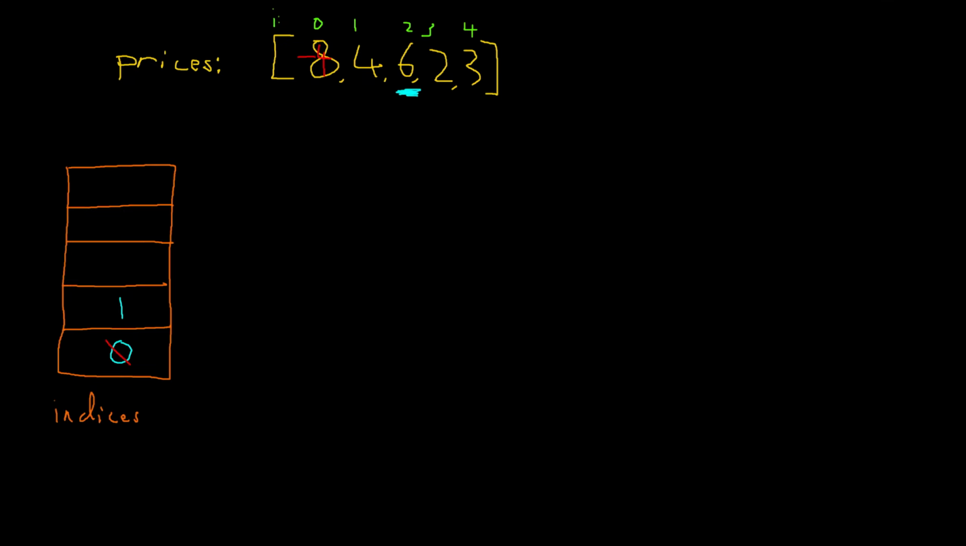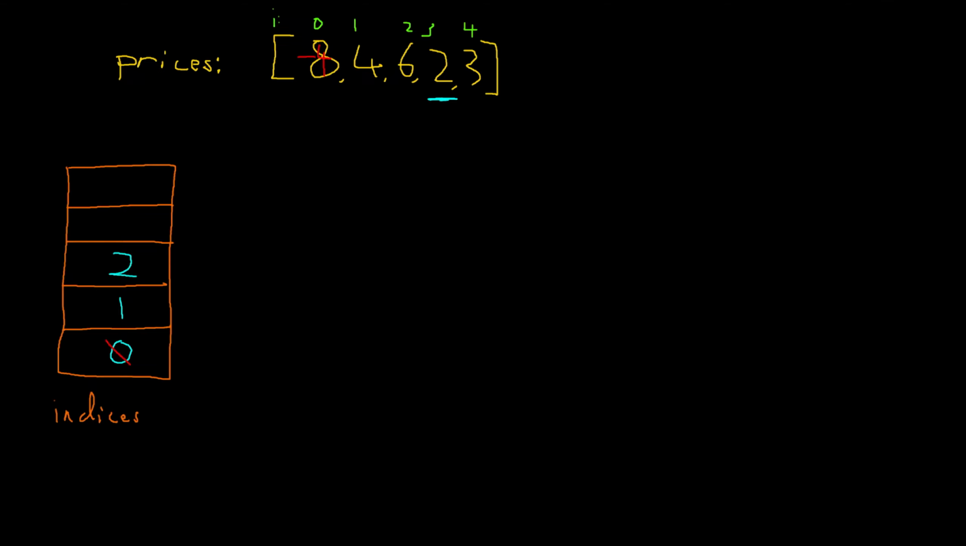So that means we don't touch the price of the first element in prices. We also leave that index in the indices stack as well. And so all we do is just push the current element index onto the indices stack as well. So we just add that 2 there. And now we just move on to the next element.